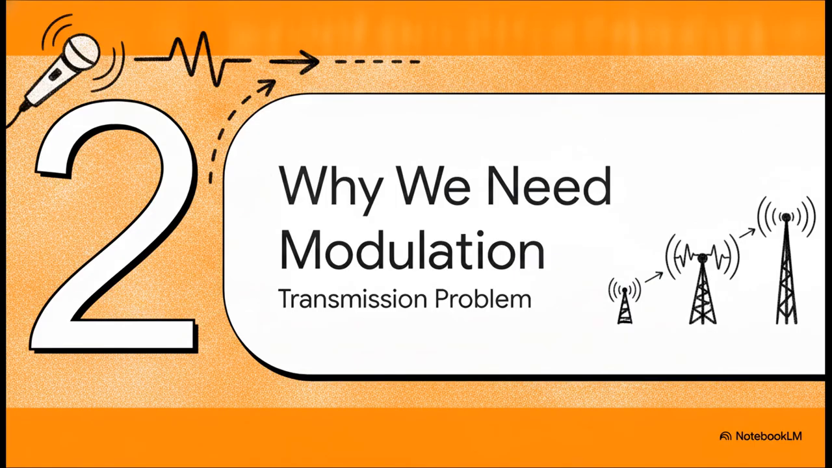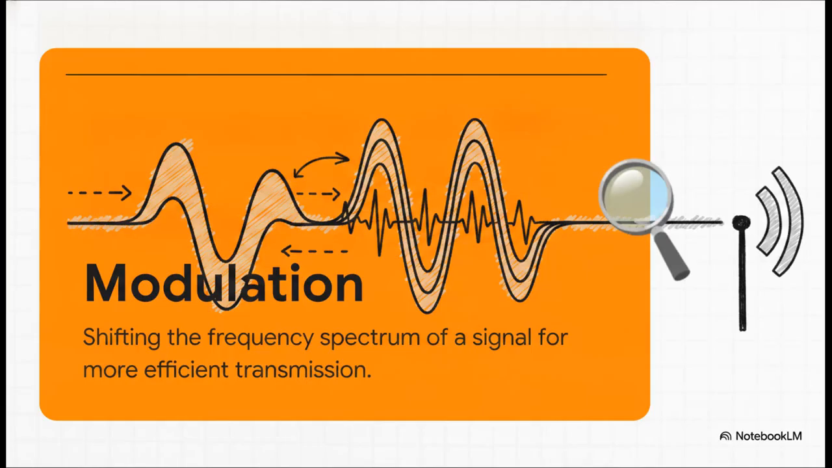Section 2, why we need modulation, solving the transmission problem. You see, we can't just throw raw audio into the air and expect it to go anywhere. Baseband signals, like our voices, are just completely incompatible for direct transmission over any real distance. So, enter our hero, modulation. Technically speaking, this is the process of shifting the frequency spectrum of a signal to a range where we can achieve more efficient transmission. It is the elegant solution to our big transmission problem.